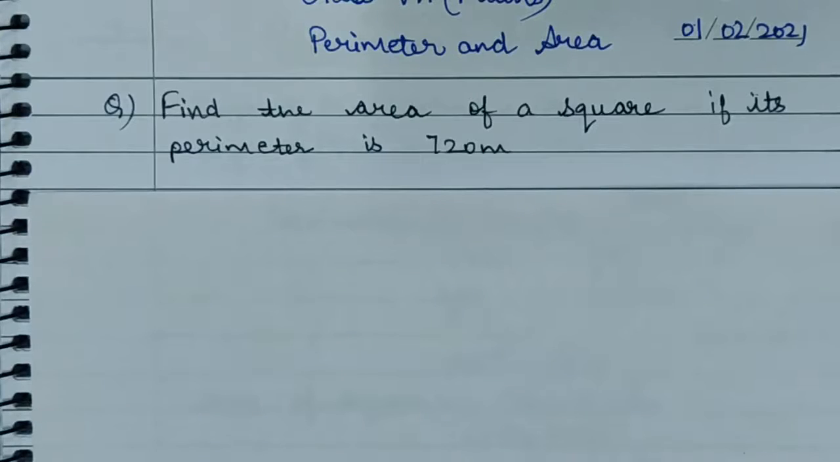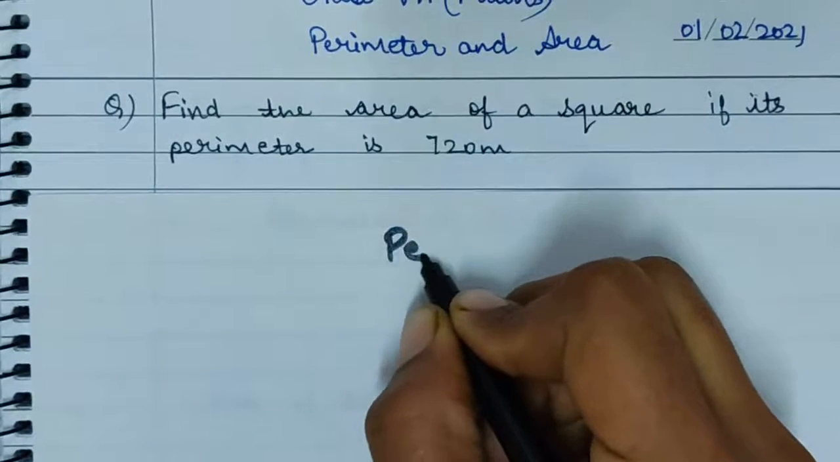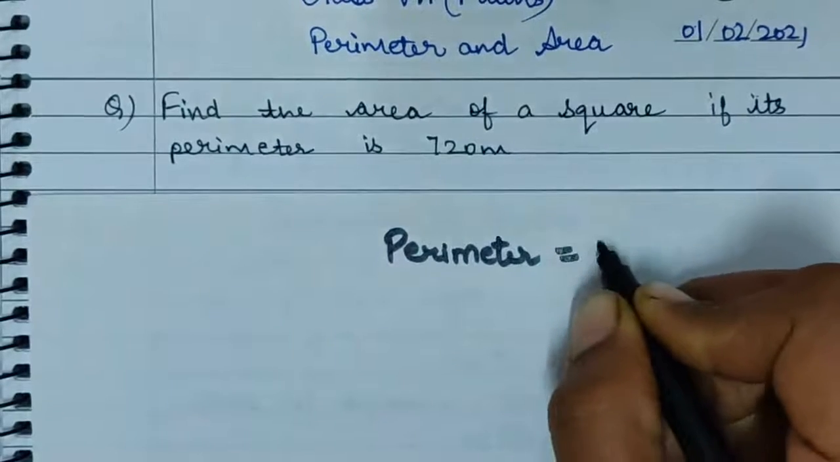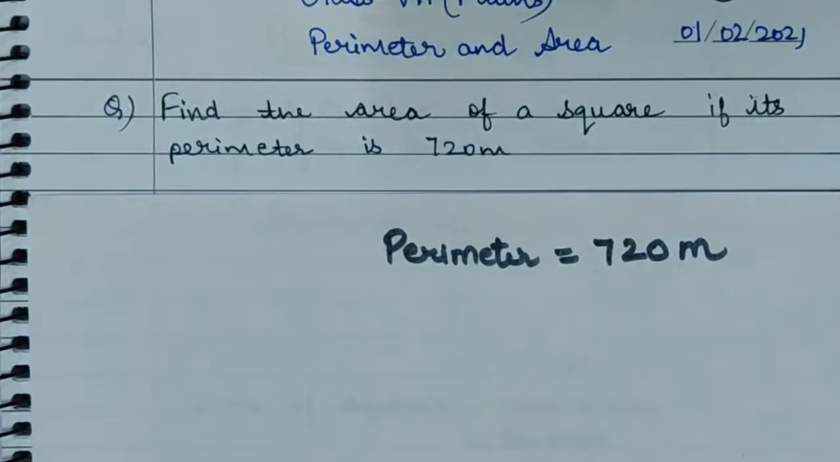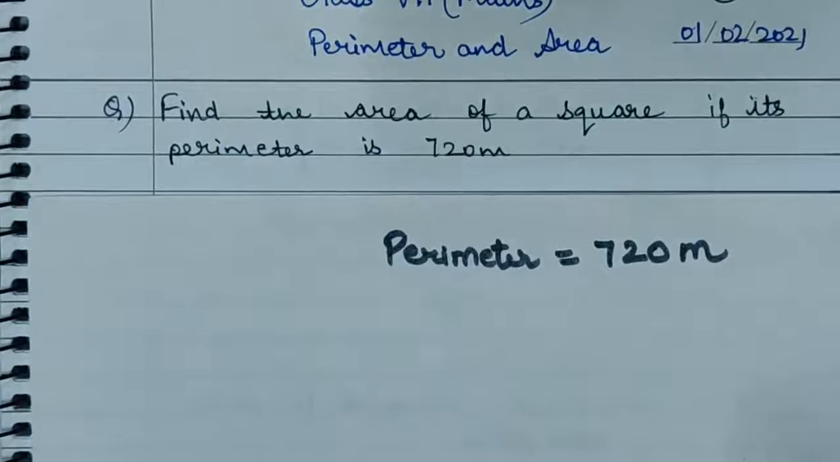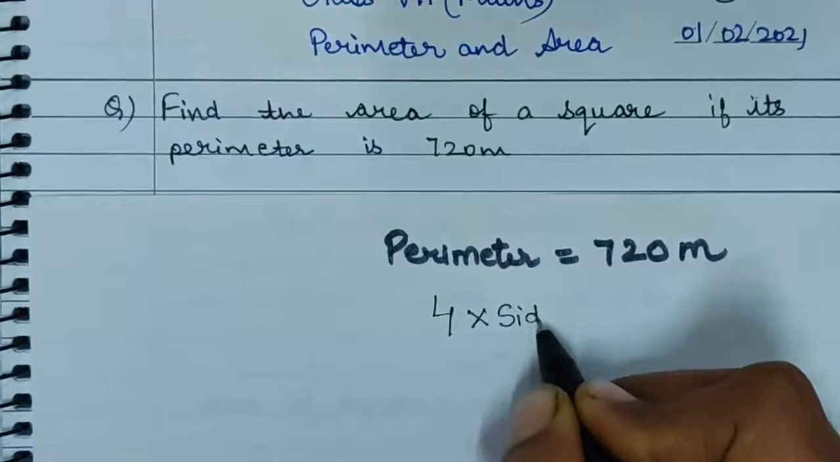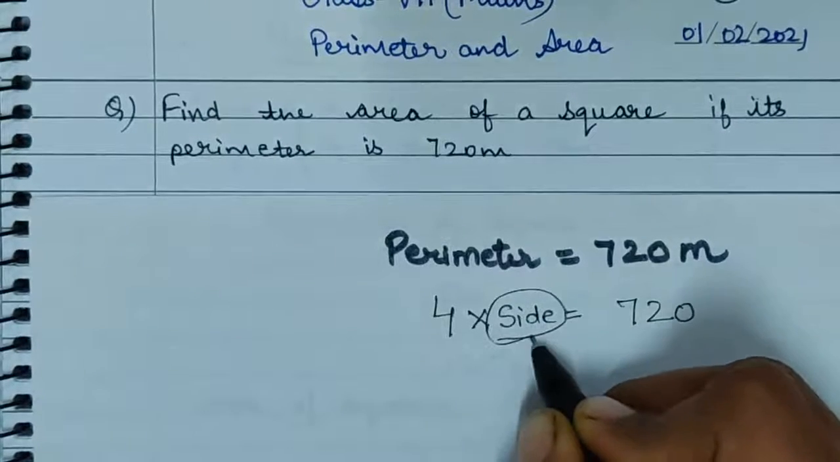Now children, perimeter is given to you and we have to find the area of a square. So now perimeter is equals to 720 meters. That is given to us. Now perimeter is 4 into side. So from here we will find the side.